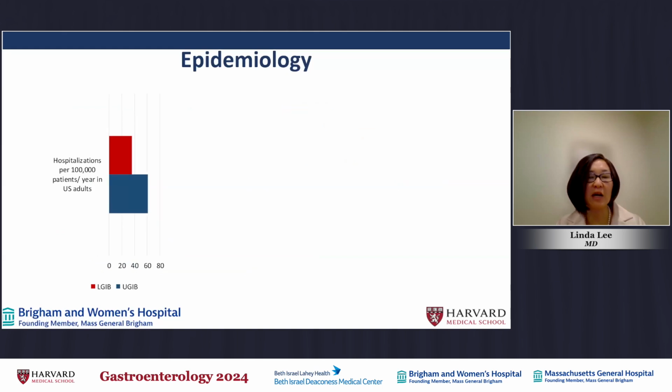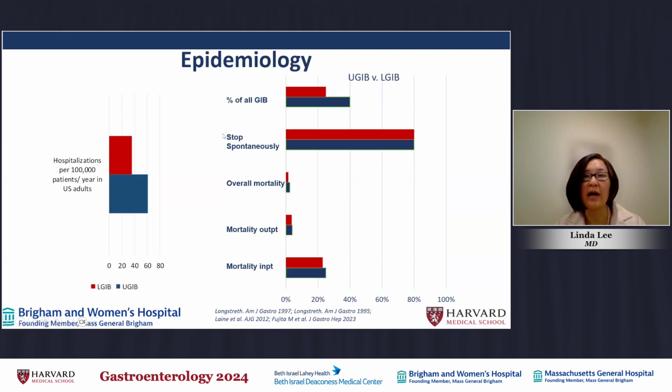Now, with respect to epidemiology, upper GI bleed, shown here in blue, is far more common cause of hospitalization in the US compared to lower GI bleed. And 80% of all GI bleed, however, stops spontaneously. The overall mortality rate is thankfully fairly low, although I do want to point out that the mortality rate for inpatients who are hospitalized for another reason and then start bleeding while hospitalized is significantly higher than patients who are admitted as outpatients with GI bleeding.